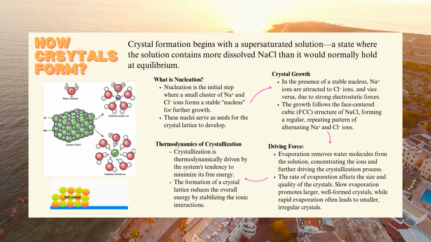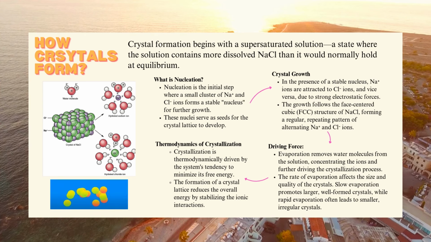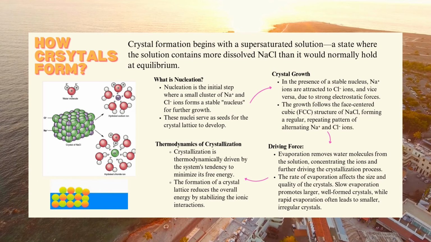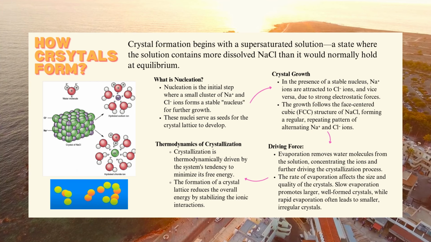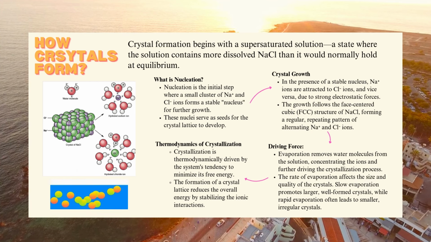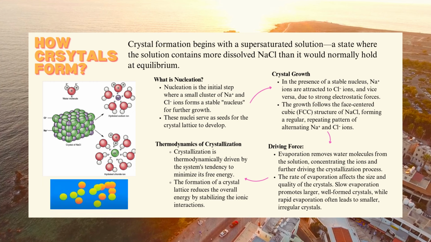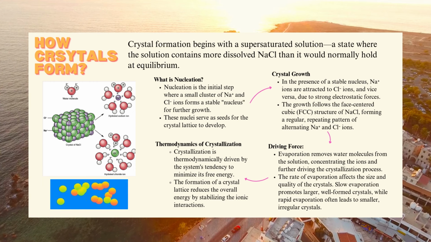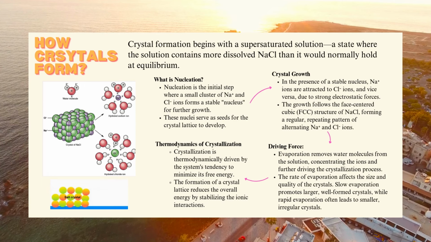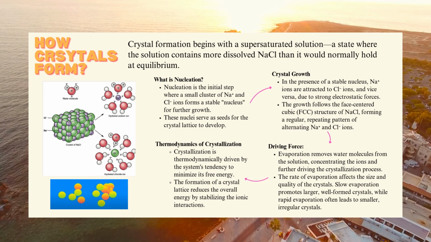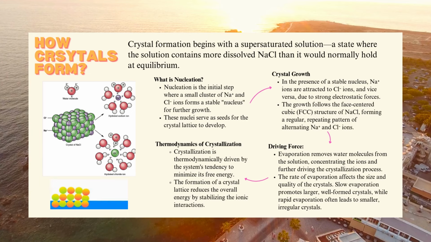Once nucleation has occurred, the crystal begins to grow. Sodium ions are attracted to chloride ions and vice versa, thanks to Coulomb force. As these ions come together, they follow the FCC arrangement, creating a repeating pattern of alternating sodium and chloride ions. Evaporation plays a crucial role here. By removing water from the solution, the concentration of ions increases, pushing the system towards crystallization. Slow evaporation generally results in larger, more well-formed crystals, while rapid evaporation often leads to smaller, irregular crystals.